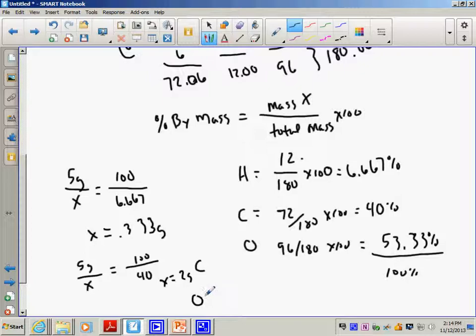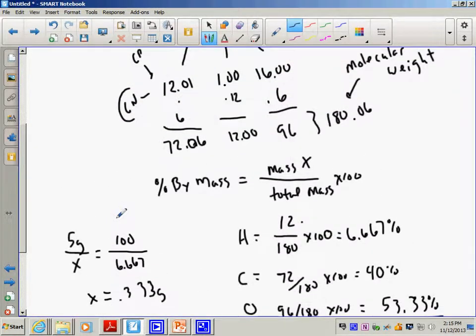My oxygen would have to then be 2 plus 0.333 equals 2.333. Subtract that from your original 5 grams, and you get that the oxygen is going to weigh 2.667 grams. So this means that if you were to have a total of 5 grams, you could possibly extract 0.33 grams of hydrogen, 2 grams of carbon, and 2.66 grams of oxygen out of that 5-gram sample.